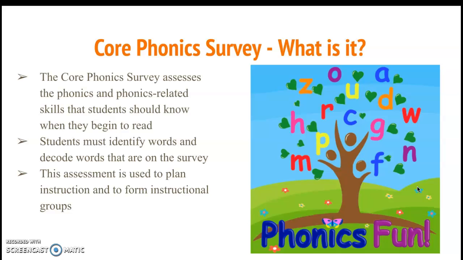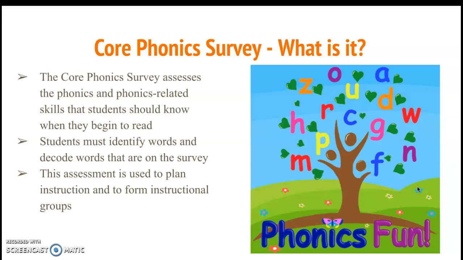Thank you, Taryn. Right now we'll be moving on to the Core Phonics Survey Assessment. And what is the Core Phonics Survey Assessment? It is an assessment that assesses the phonics and phonics-related skills that students should know when they begin to read. Students must identify words and decode words that are on the survey. This assessment is used to plan instruction and to form instructional groups.